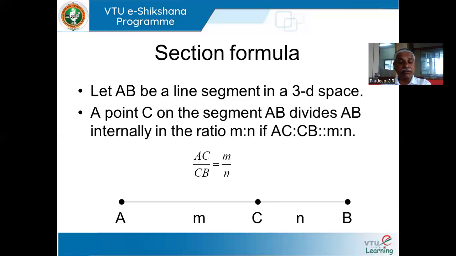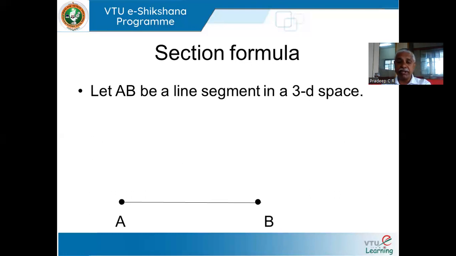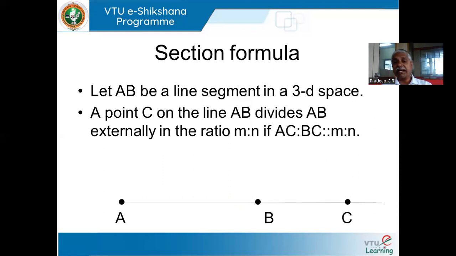Now I will tell you a different story. It's the same thing. I will take AB, but I don't want C in the middle of A and B. It means in between A and B. I want it to be away from A and B. That means C is a point outside AB. So the figure will look like this. AB is this line and C is a point outside AB. I extend AB and C is a point outside AB such that AC by BC is M by N.